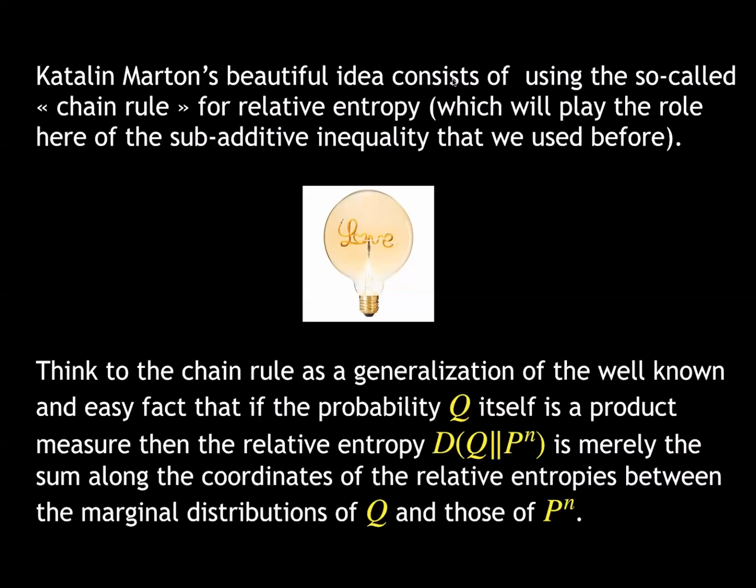Here, it's a bit different. It's a bit more complicated, but you have the chain rule, which will save you, because the chain rule will also have an additive structure. It will involve conditional entropies, but with an additive structure that will save you and will allow you to pass from dimension 1 to dimension n.